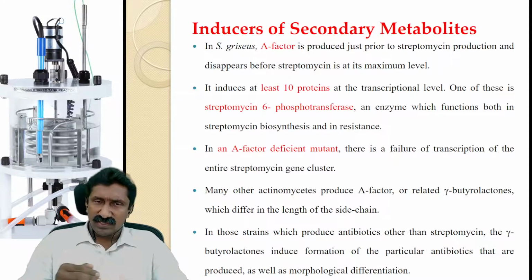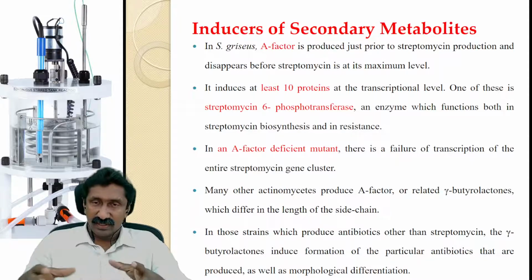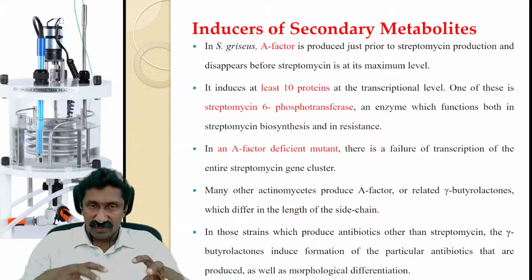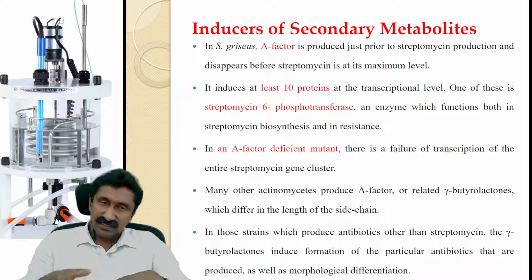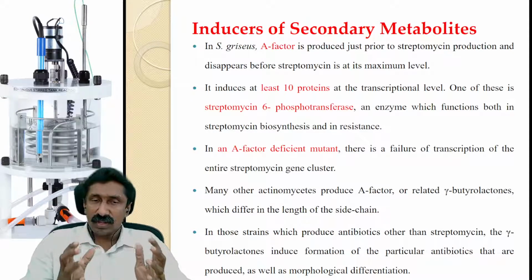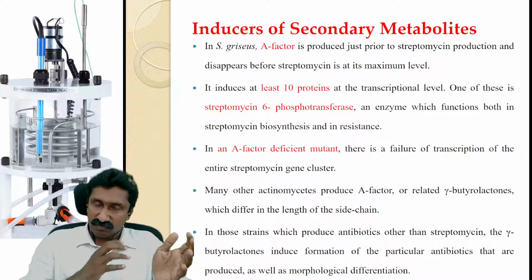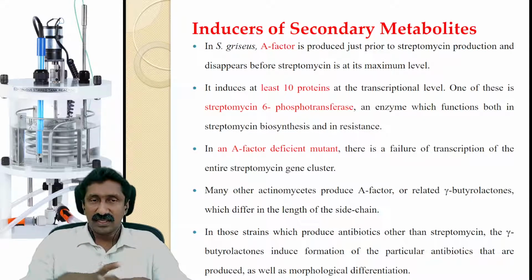Many other actinomyces produce A factor or related gamma butyrolactones, which differ in the length of the side chain. So there are other actinomyces which may produce A factor, but their role will be different. Maybe the gamma butyrolactone will have a structural change like length in the side chain, and that will have some other function in some other organism. So similar gamma butyrolactones were present in many organisms other than the Streptomyces griseus and bikinensis.